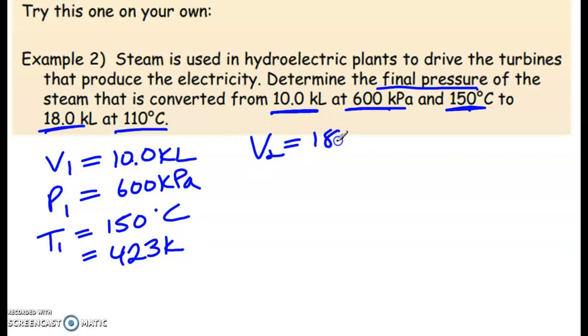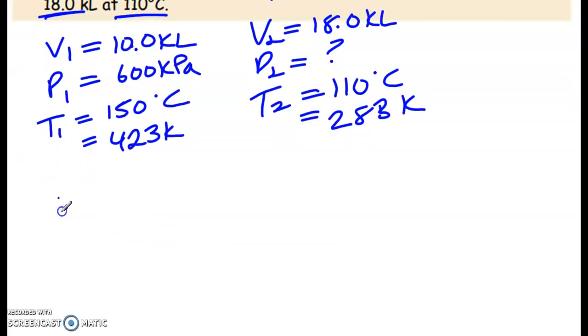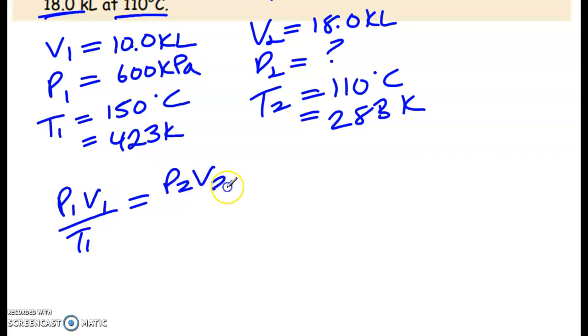V2 is going to be 18.0 kiloliters. P2 is what we're looking for. P2, we don't know. And then T2 is going to be 110, which is going to be 283 Kelvin. Okay, so we have P1 V1 over T1 equals P2 V2 over T2. I'm saying it right, I'm writing it right and saying it wrong.